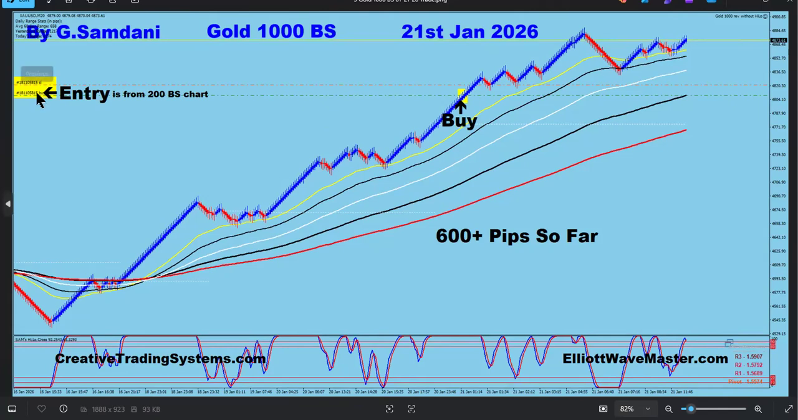But here's the entry, a buy entry here on the 200 box size chart. It opened the trade here, and then it was just going. I should have closed here, but it dropped, and then it started to go up again, 600 pip. This is a buy order right there, right?